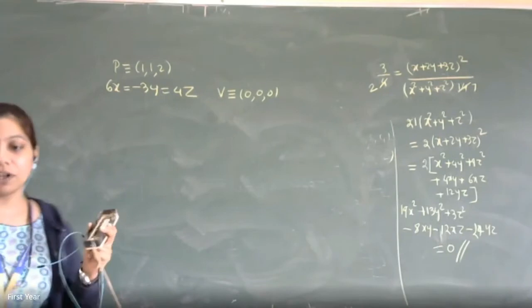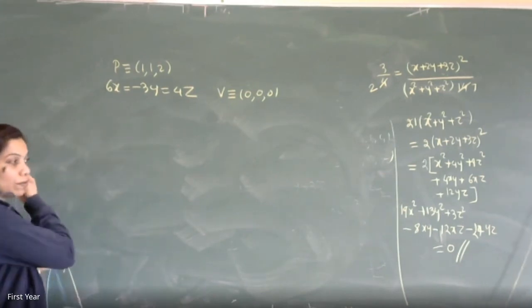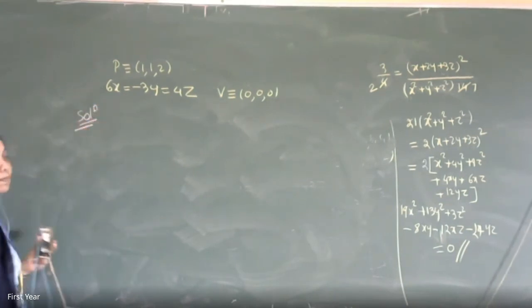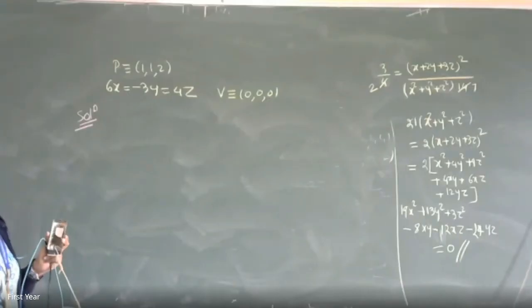So what is not given now? If I want to find the equation of a right circular cone, I should be knowing theta. But theta is not given to you. So what's the first thing that you should do? Find theta. Very good. So you have to find theta.